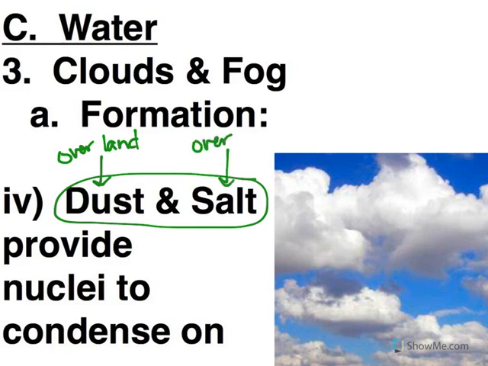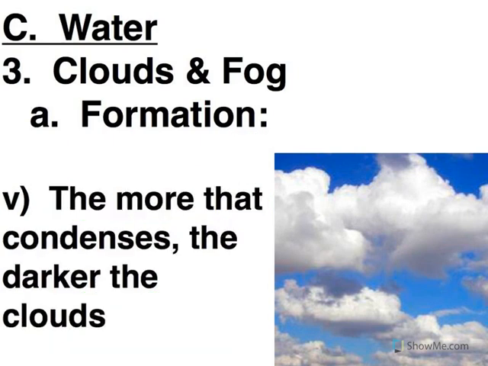Over the oceans, it's going to be salt particles because of the salt in the water. Both cases, you now have something that's going to be that seed for the water droplets to then attach to. And so you get this little droplet of water all attached to either dust or salt. You get a bunch of those, then you start getting a cloud.